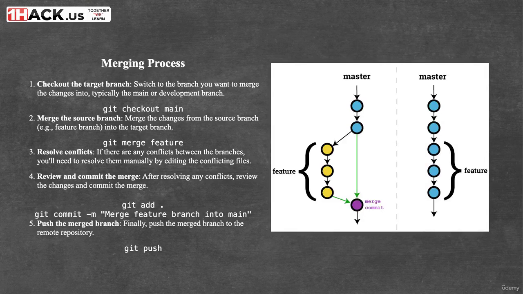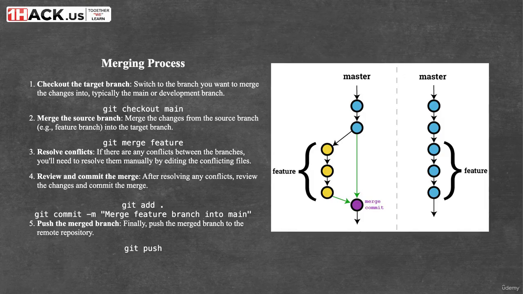Now, let's go through the step-by-step process of merging branches in a Git repository. The first step is to check out the target branch, which is typically the main or development branch that you want to merge the changes into. Next, you'll merge the source branch, e.g. a feature branch, into the target branch using the git merge command.